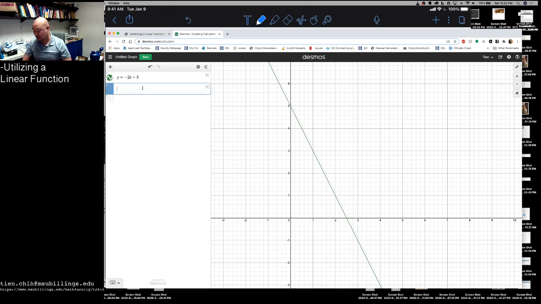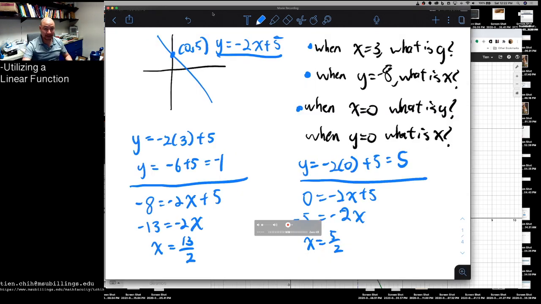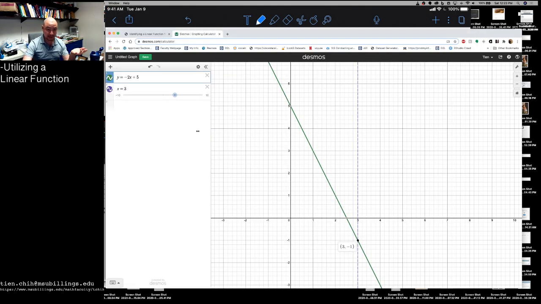Now, our first of our questions was, what happens when x is 3? Right? If x is 3, then the corresponding y value that lies on our line is negative 1, right? When x is 3, y is supposed to be negative 1. And that's exactly what we found, right? So that coincides.